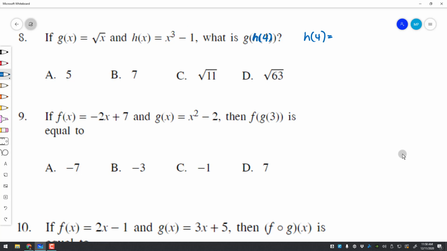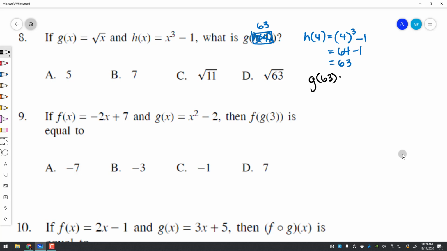We go to h, substitute in our value of 4, x cubed minus 1. 4 cubed is 64, and 64 minus 1 is 63. So we now know that the inside function evaluates to 63. Now I need to find g of 63. We're finding the outer function now, g of 63.